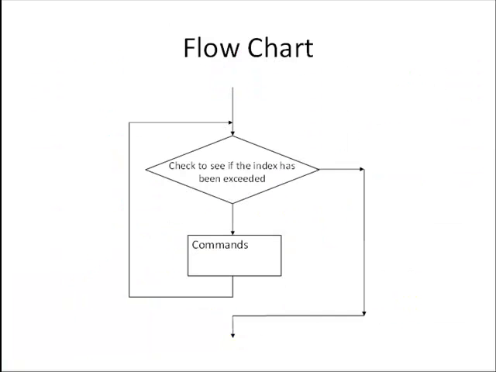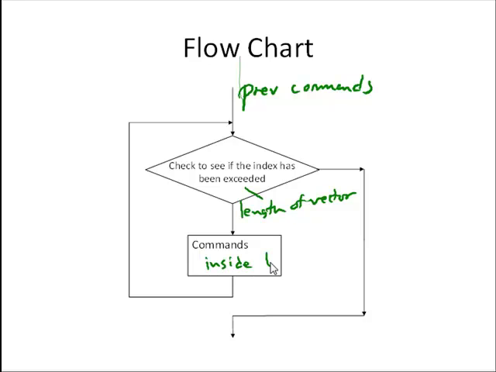One way to help visualize what's going on in a for loop could be to think of a flowchart, and we'll use flowcharts to compare these various types of programming flow control as we work through these last couple weeks. So here we have this section of the program for a for loop. Here's our previous commands up here. Then we come in, we set up the for loop, and then we check to see if the index variable has exceeded the length of the vector. If it's not, we'll execute the commands inside the loop.